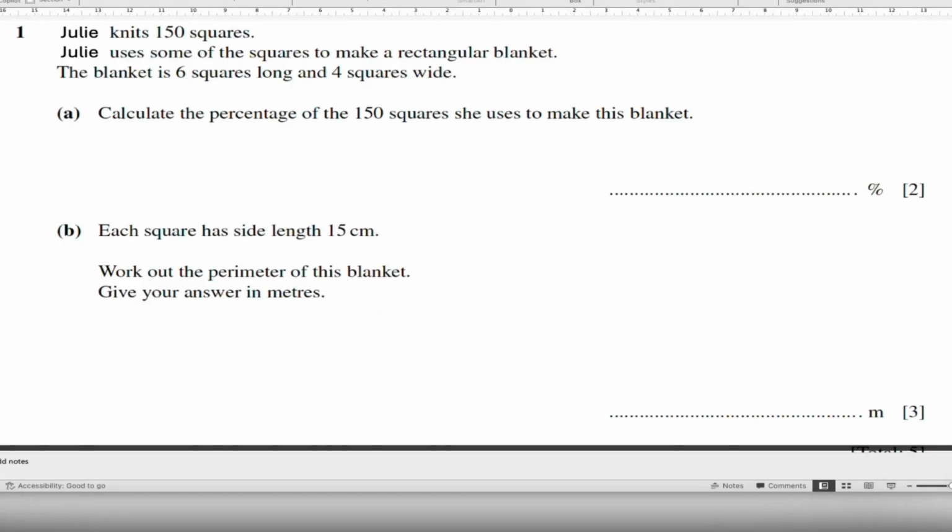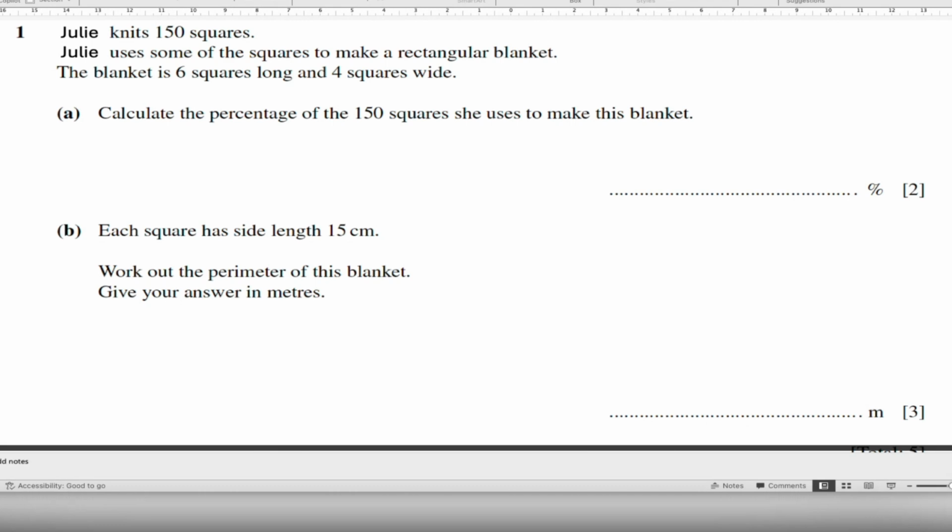Let's have a look at this question. Julie knits 150 squares. Julie uses some of the squares to make a rectangular blanket. The blanket is 6 squares long and 4 squares wide. Calculate the percentage of the 150 squares she uses to make this blanket. Each square has a side length of 15 centimeters. Work out the perimeter of this blanket. Give your answer in meters.